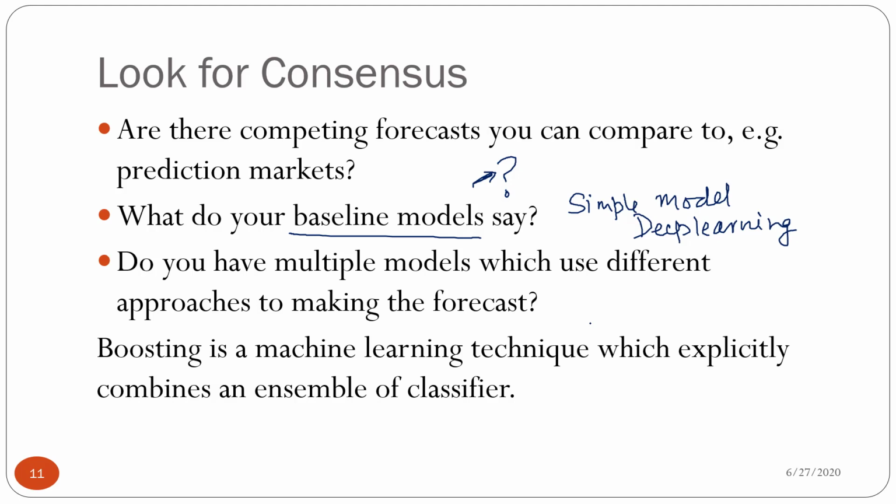Now, consensus is so important that we have a technique called boosting in machine learning. What it does is use a very large number of weak classifiers, and using this large number of weak classifiers, it does the modeling. So in a way, boosting is also encouraging consensus, and boosting is a very successful approach in machine learning, which involves a kind of consensus.